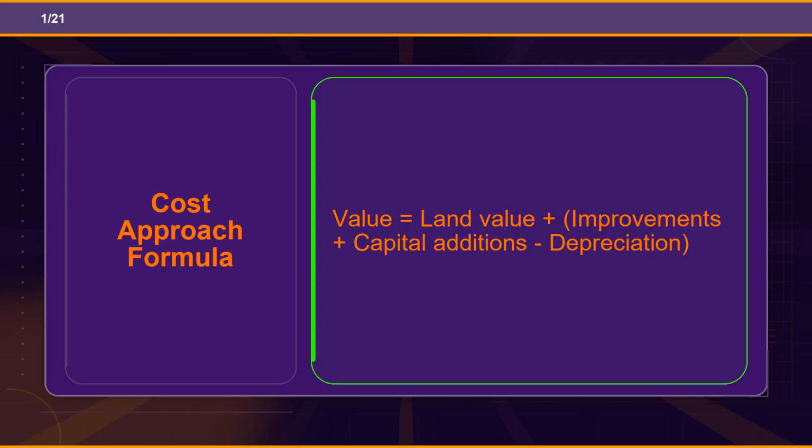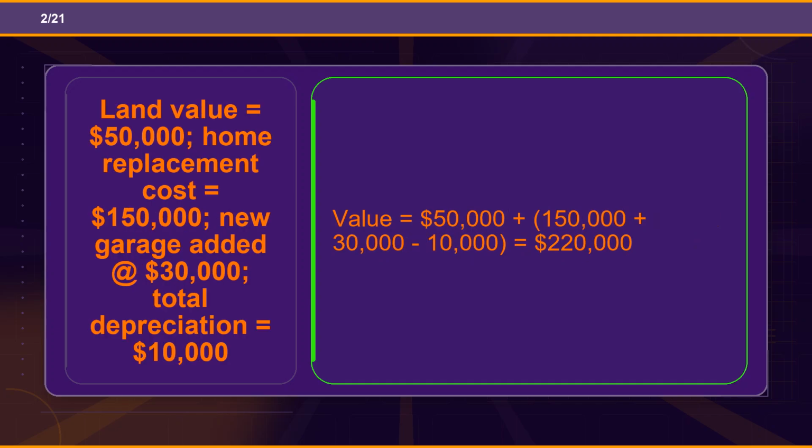Flashcard 1. Term: cost approach formula. Definition: value equals land value plus improvements plus capital additions minus depreciation. Flashcard 2. Term: land value equals $50,000, home replacement cost equals $150,000, new garage added at $30,000, total depreciation equals $10,000. Definition: value equals $50,000 plus $150,000 plus $30,000 minus $10,000, equals $220,000.